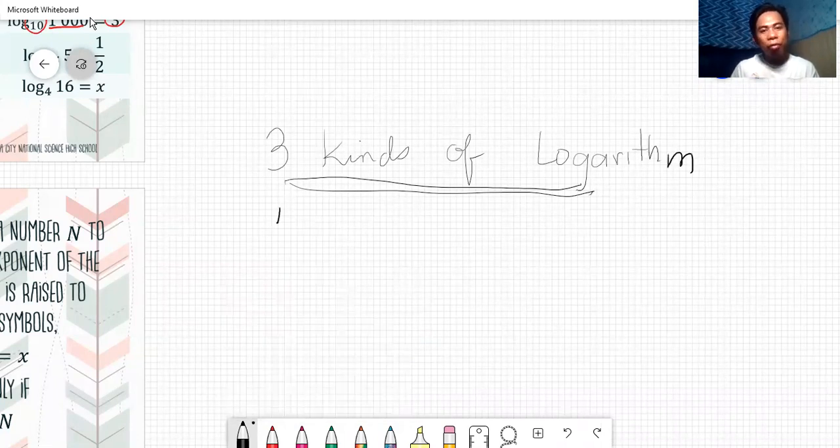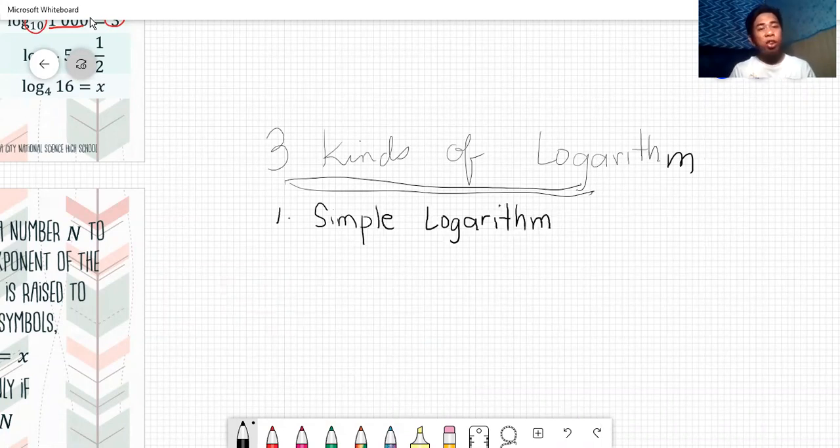So one, we have simple logarithms. When we say simple logarithms, these are the logarithms that we actually use, just like in the example earlier. It could be base 4, base 2, base 1/2, or any number that is not 0, not negative, and not equal to 1. As long as it's not 0, not negative, and not 1 as the base, that is a simple logarithm.